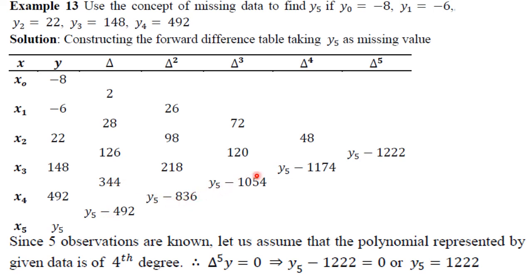Similarly, you arrive at y5 minus 1222. Students, see how many points are given.